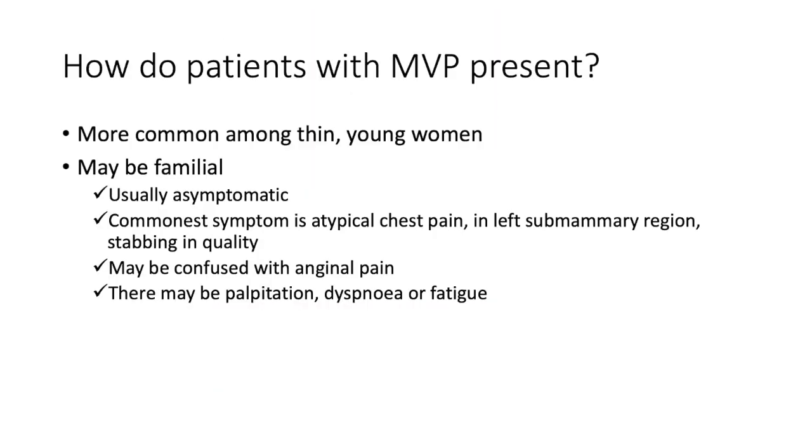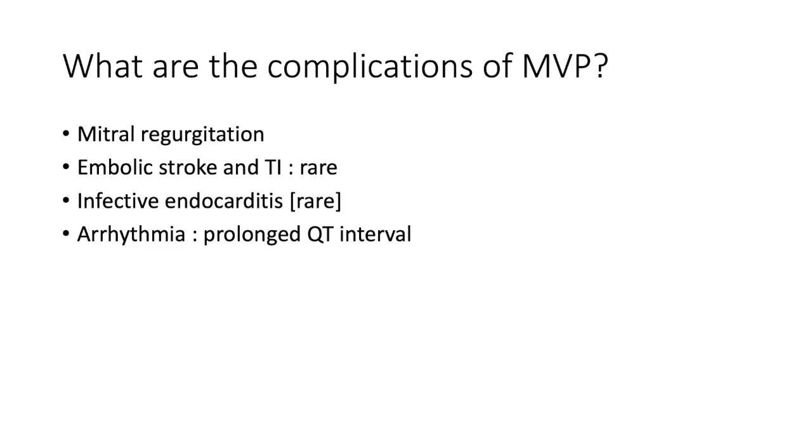How do patients with mitral valve prolapse present? Stereotypically, it's more common among thin young women. It may be familial and usually asymptomatic, and the most common symptom is atypical chest pain in the left submammary region, which has a stabbing quality. Often this is confused with anginal pain. The patients may also complain of palpitations, dyspnea, fatigue, and whenever you inquire about palpitations, you're also going to inquire about syncopal and pre-syncopal episodes.